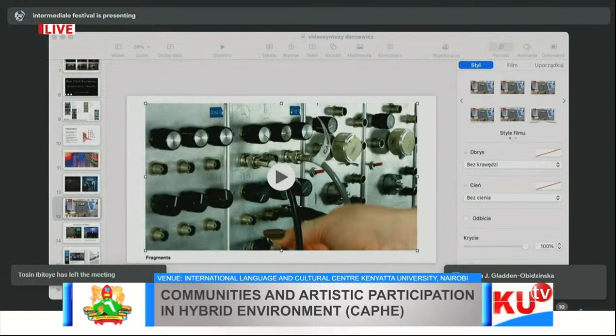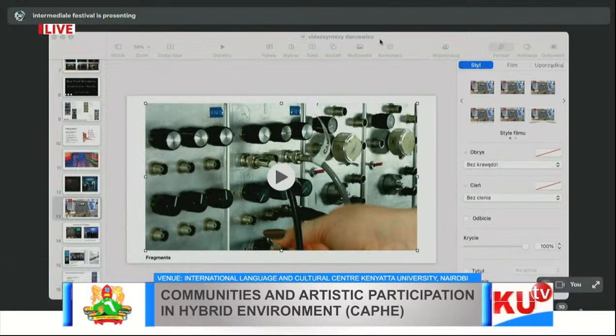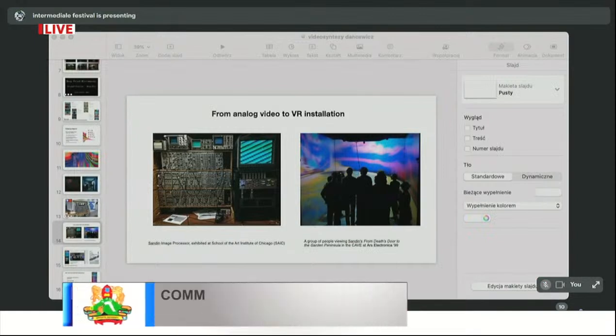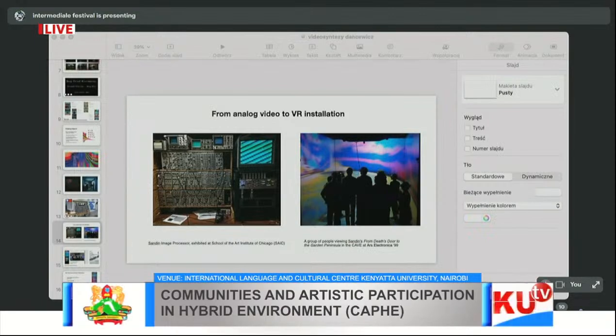So this was the homage to Dan Sandin, and I will switch to the next slide. The idea of Dan Sandin is very significant when it comes to the hybridity of the 2D image and its conversion to an immersive environment. Sandin started work on an image processor, which led him to the invention of the CAVE, the Cave Automatic Virtual Environment. I'm sure that you know this installation.